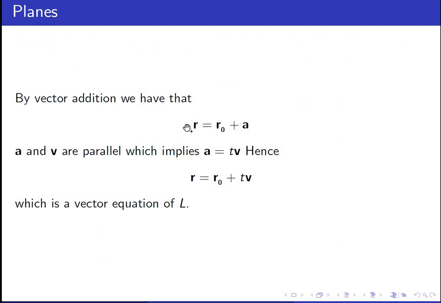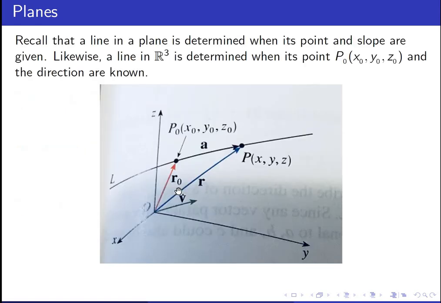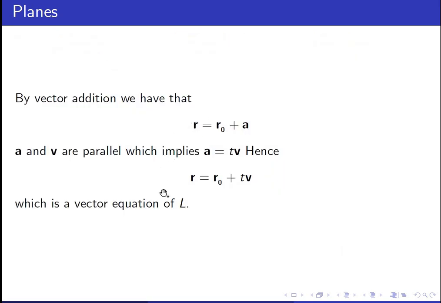By vector addition, we have that r is equal to r0 plus a. These are in bold just to indicate that they are vectors. If we go back to the previous lecture, you know that to add two vectors geometrically, the sum of them will be the diagonal of a parallelogram or the line that completes the triangle. Clearly here, r is just equal to r0 plus a, as given in this equation.